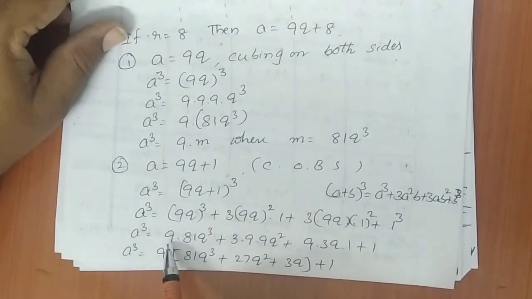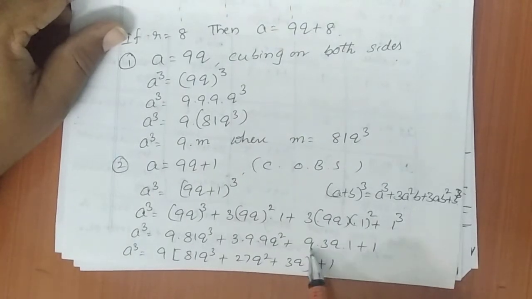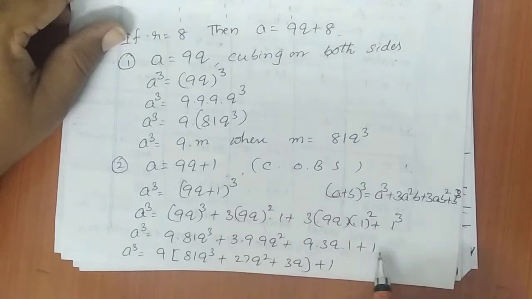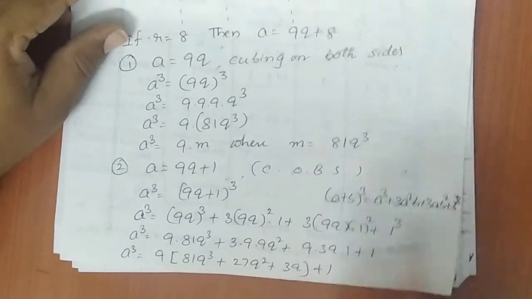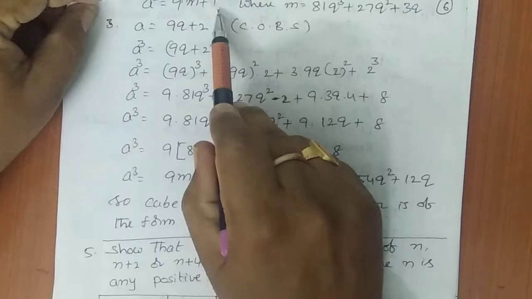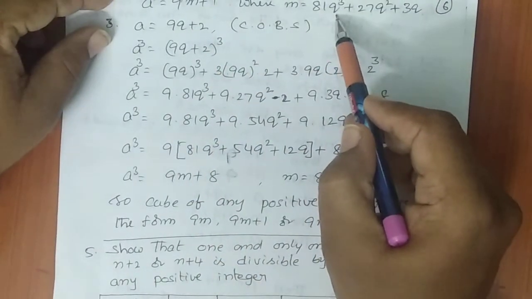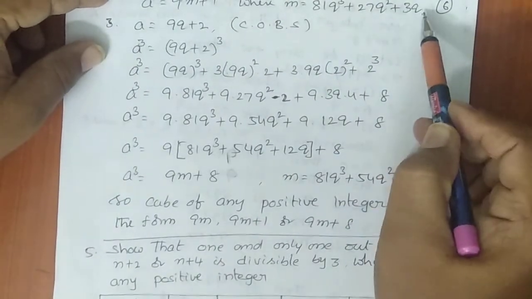So a cube equals 9 into 81 q cube plus 3 into 9 two times, 9 into 9 q square, plus 9 one time, 9 into 3 into q, plus 1. So a cube equals 9 is common in 3 terms: 9 of (81 q cube plus 27 q square plus 3q) plus 1. So we know that a cube equals 9m plus 1, where m equals 81 q cube plus 27 q square plus 3q. Okay, so this is second.